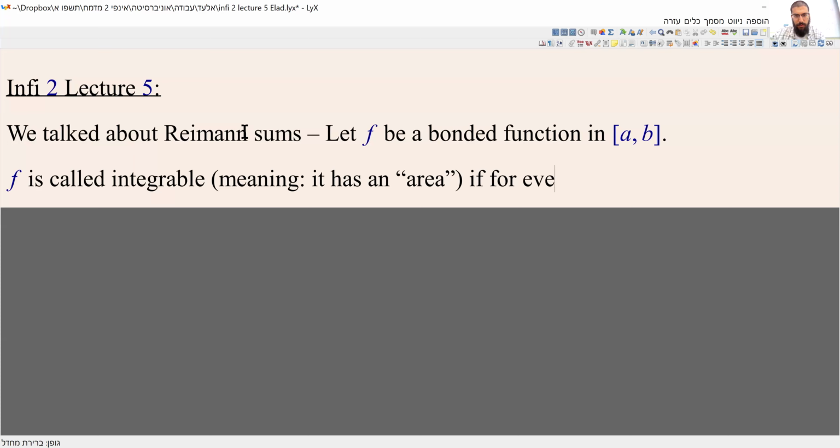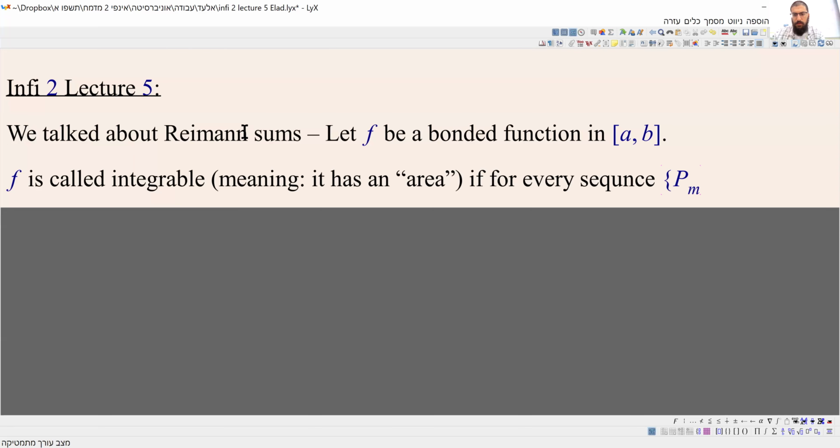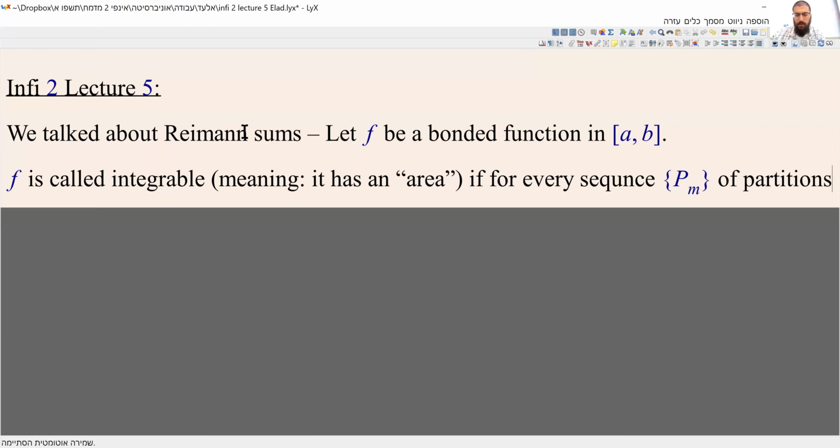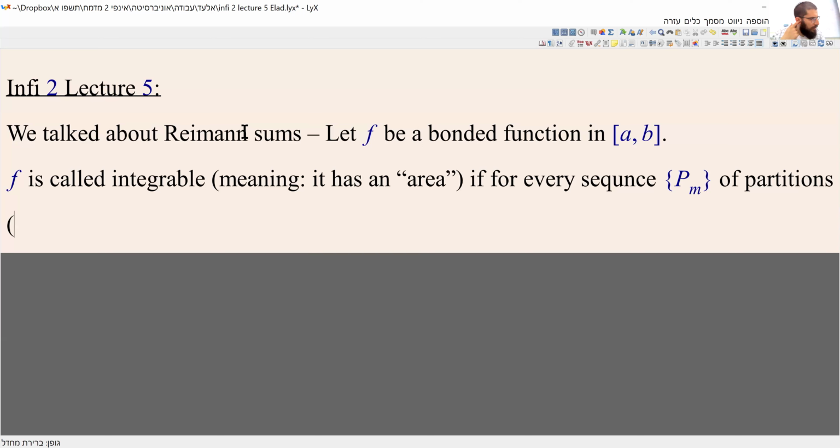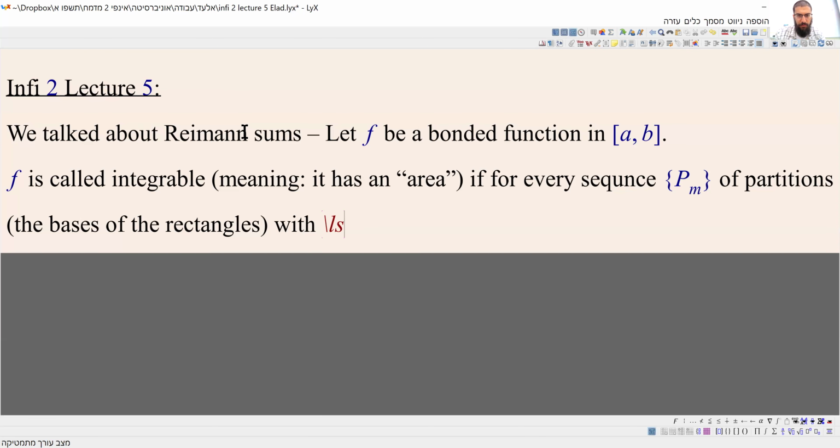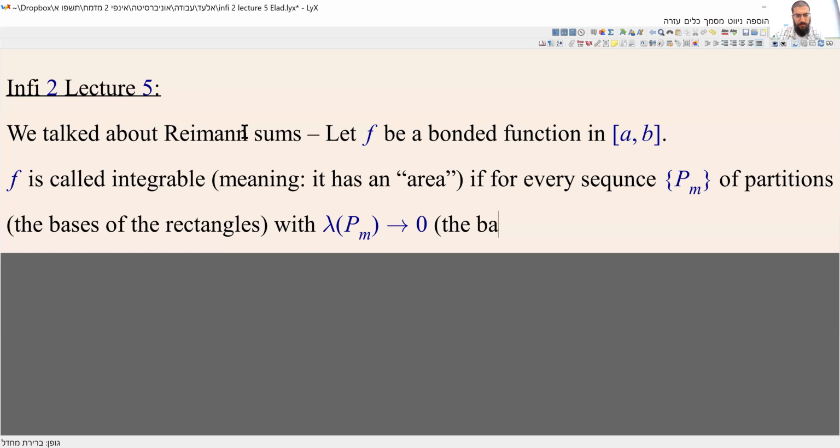If for every sequence PM of partitions, which geometrically, intuitively speaking, gives us the basis of the rectangles, with lambda, favorite letter, tends to 0 when m goes to infinity, which means that the bases are getting smaller and smaller.